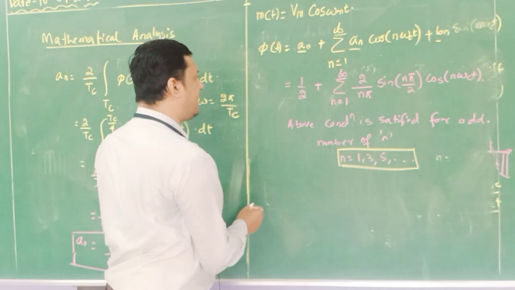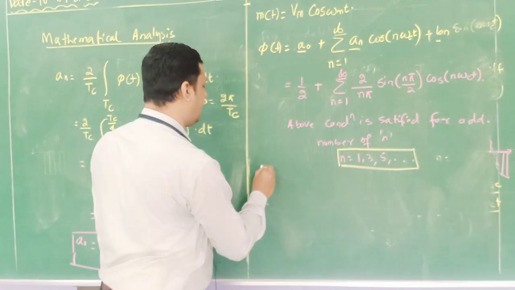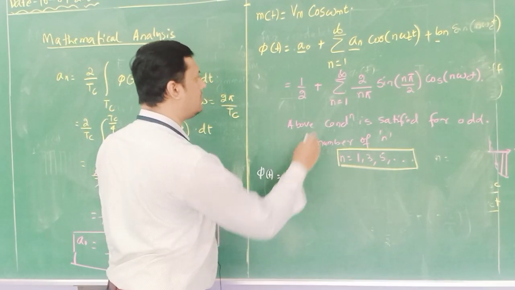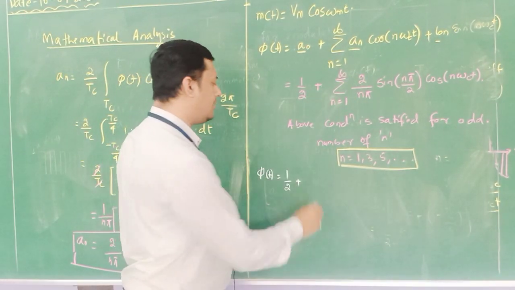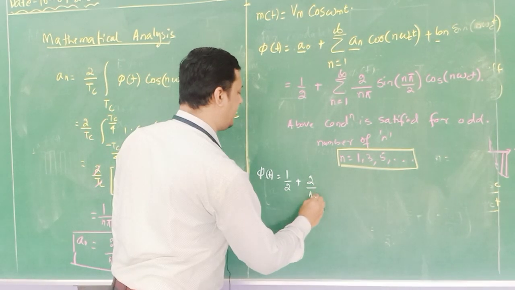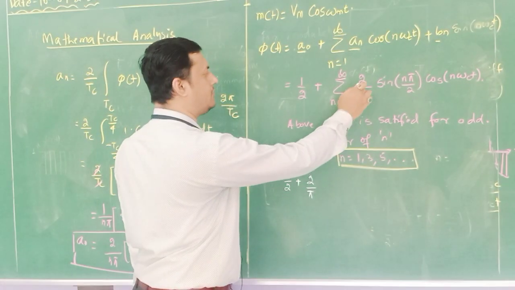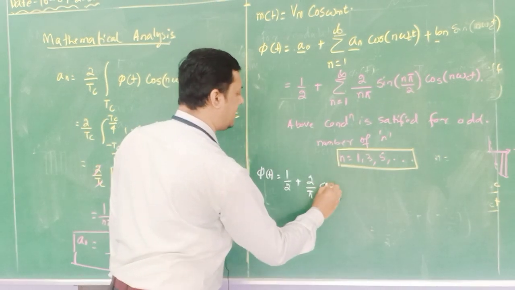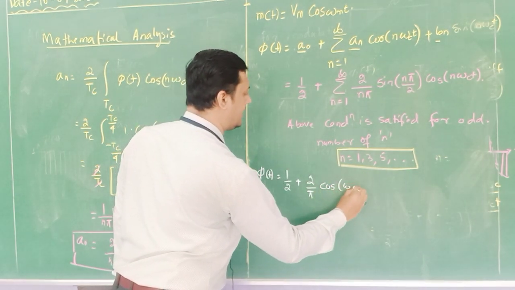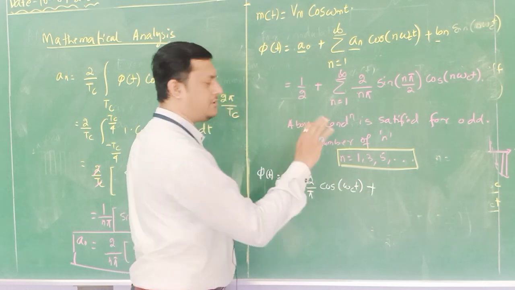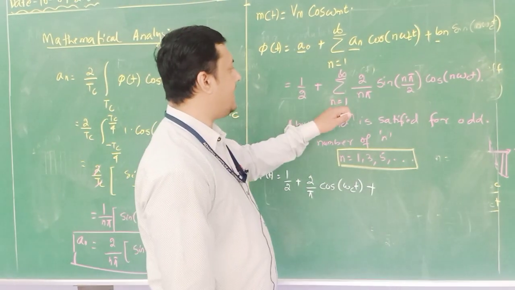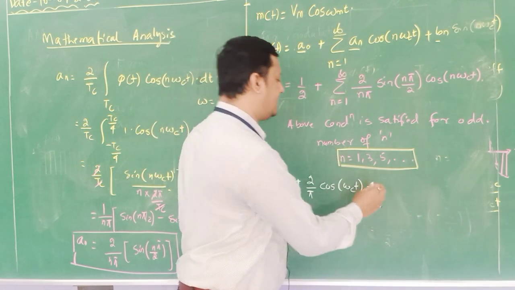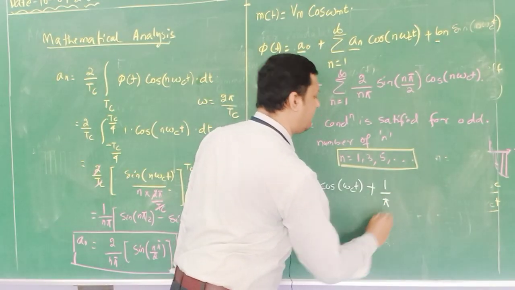So let me expand first. Phi of t equals 1 by 2. If I substitute 1, I will get 2 by pi, because in place of n you substitute 1. Sin of 90 degrees is 1, and I will get cos of omega ct. This is the first component. Done. Then for the next term, the 2 will be cancelled out and I am getting 1 by pi.